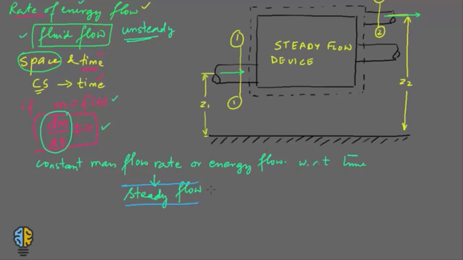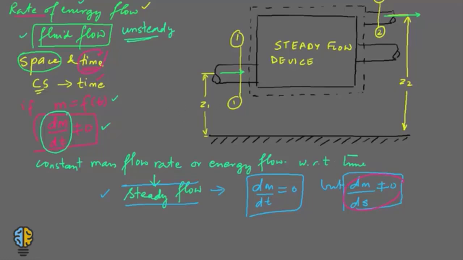So in a steady flow, you would have dm/dt or d(energy)/dt equal to 0. This means the mass flow rate is not a function of time, but the variation of mass flow rate with respect to any coordinate or space would be non-zero. This is what we understand by the term steady flow. The only thing to consider here is time; it might vary with respect to the space coordinate.